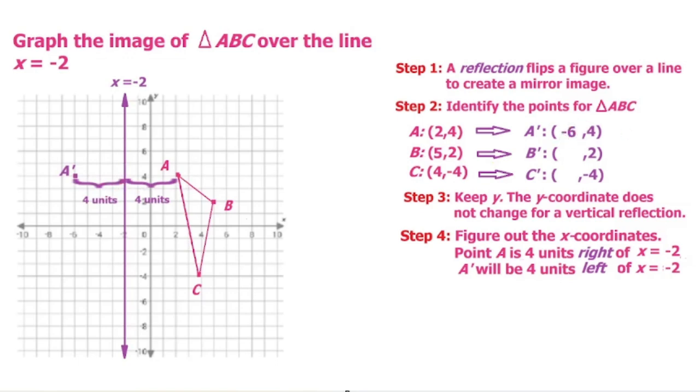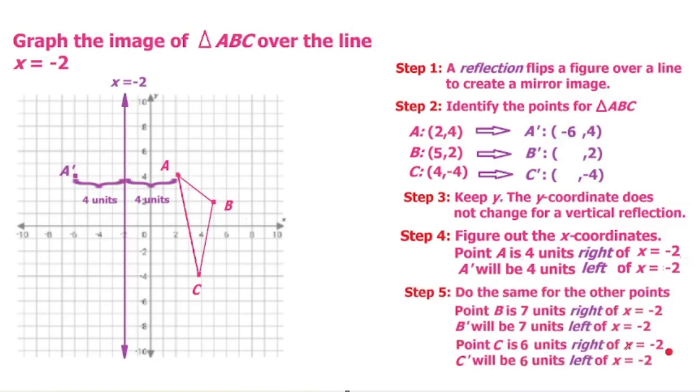Okay? So we do the same thing for the other points. Point B is 7 units right of x equals -2. So let's see. 1, 2, 3, 4, 5, 6, 7. That means it's going to be 7 units this way from -2. So 1, 2, 3, 4, 5, 6, 7. So it should be at -9.